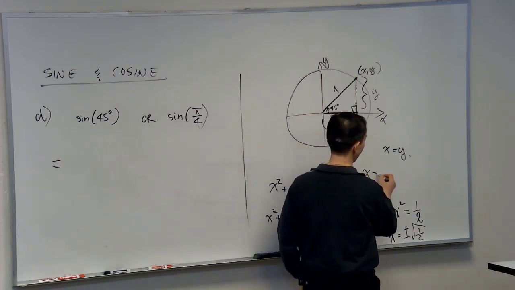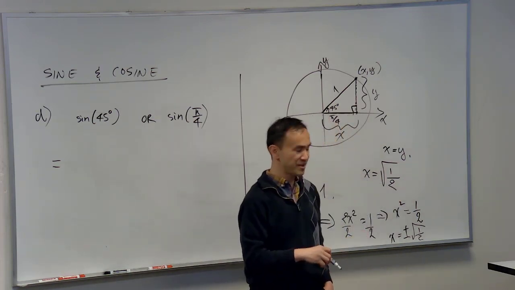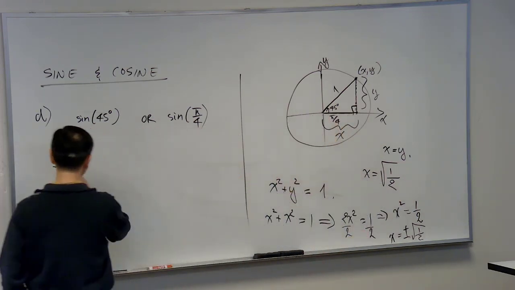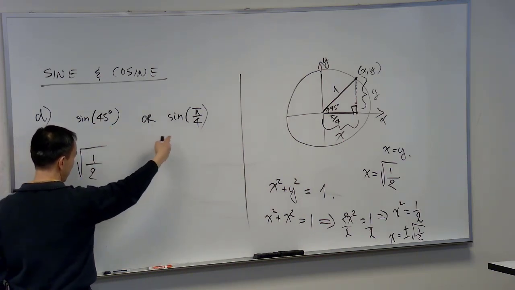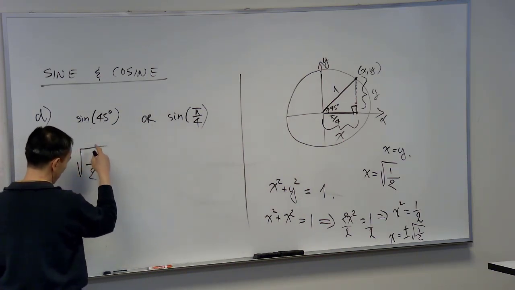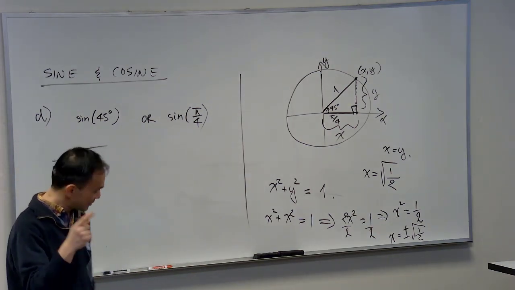So x equals square root of 1 over 2. We're close. Yes, but I'm only saying we're close. You can write it down. That's your answer. Sine of 45 degrees, or sine of pi over 4, is square root of 1 over 2. Good?